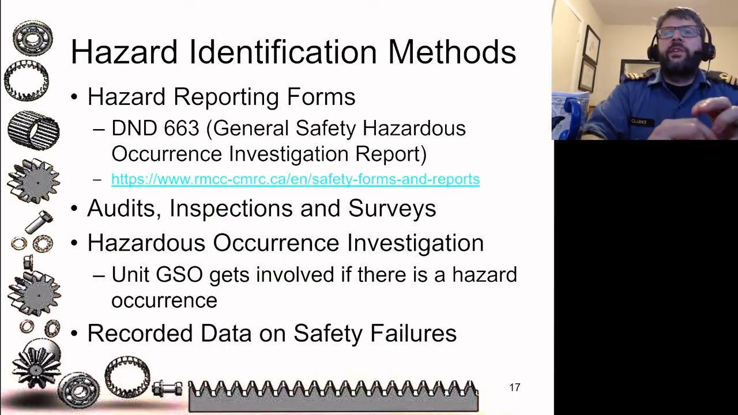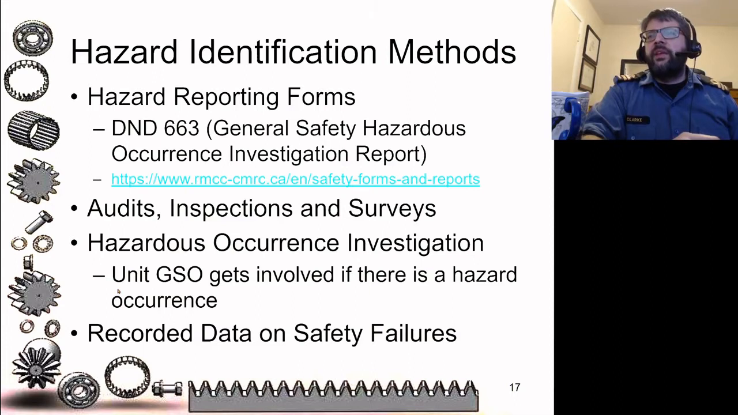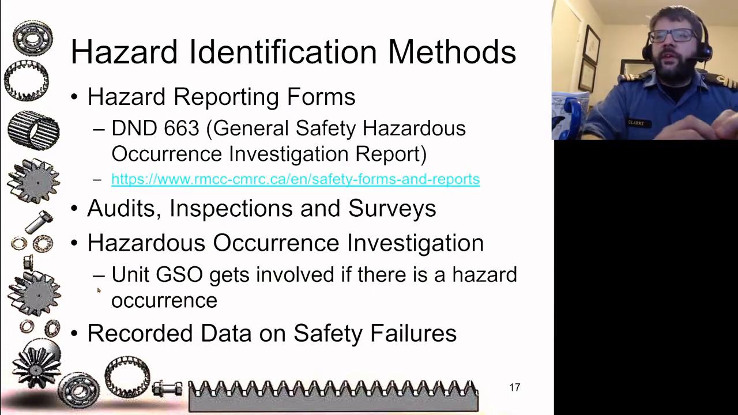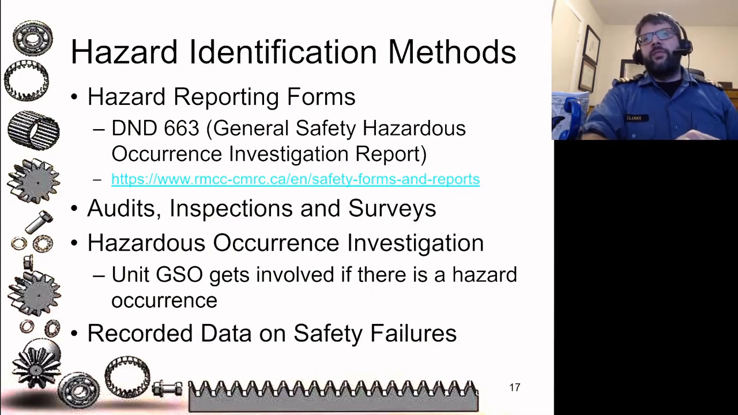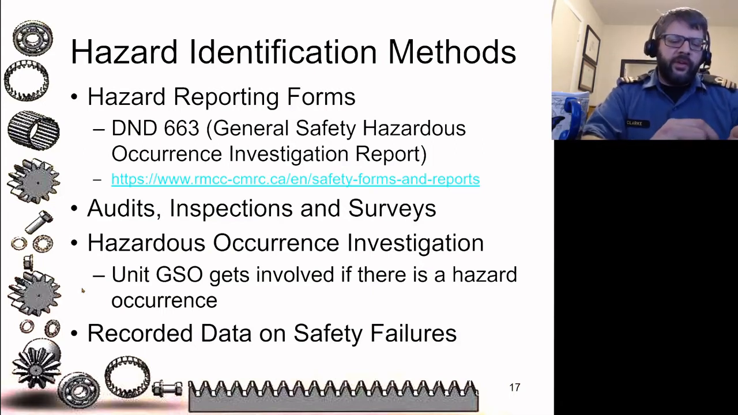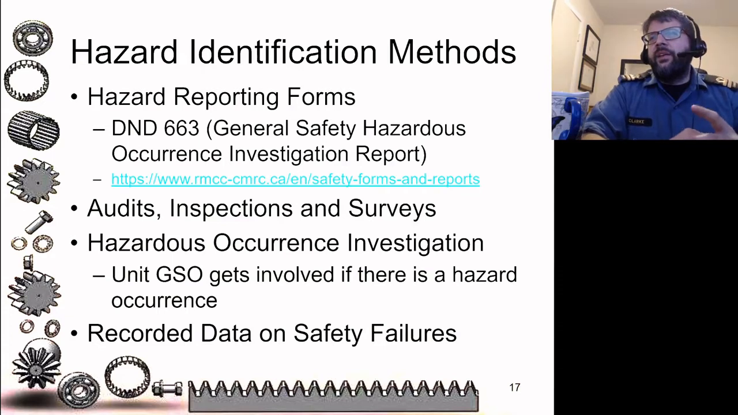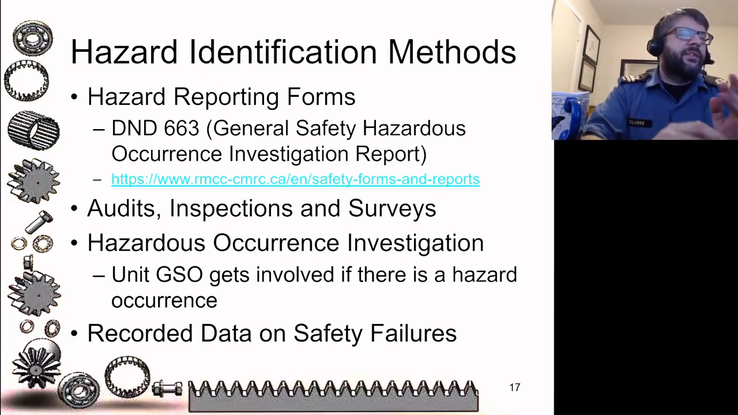Audits, inspections, and surveys occur. And then the unit general safety officer will be kind of in charge of this, and various data gets recorded on safety failures that happen, and if we do get incidents happening enough, then hopefully some sort of change will occur.